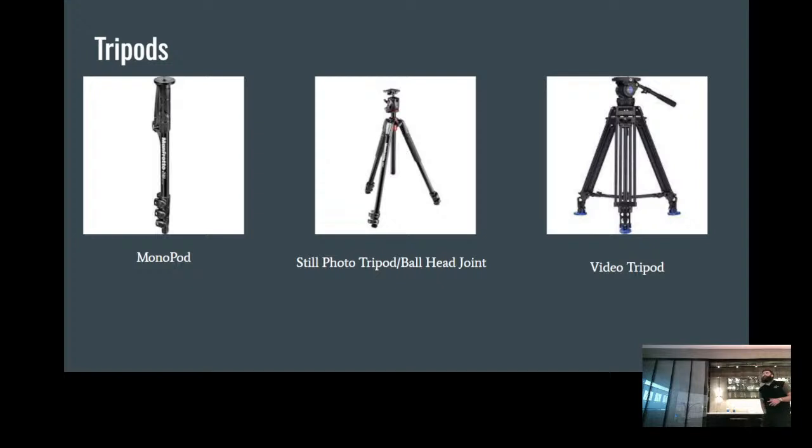And lastly, a video tripod. That's probably the best for videography. It has the swivel head to it, and you really can do pan, tilt, and rolls without showing a shake or a vibrate in your camera.